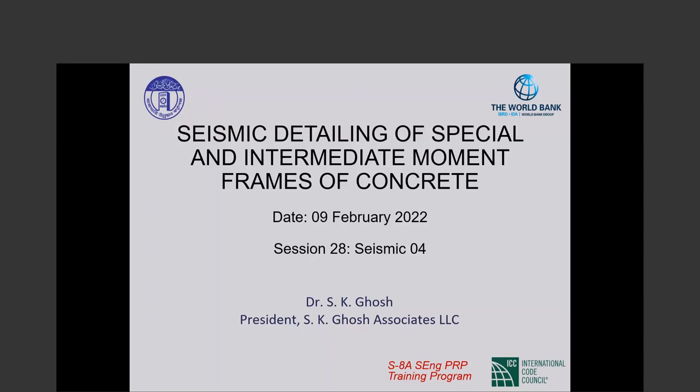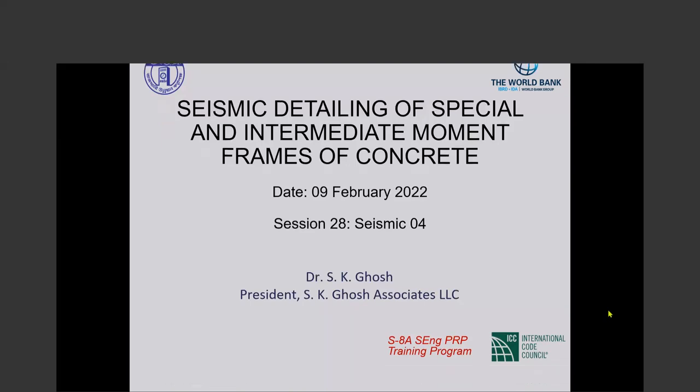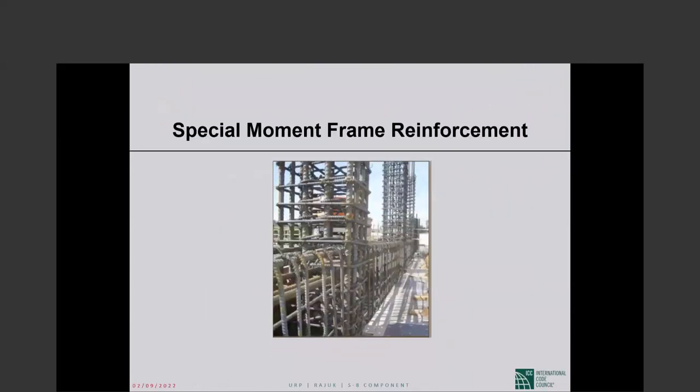Okay. Now, I am not going to spend any more time on that. You will not deal with other than design category C and D typically. And so you will go with intermediate and special detailing. Definitely for construction in Dhaka.